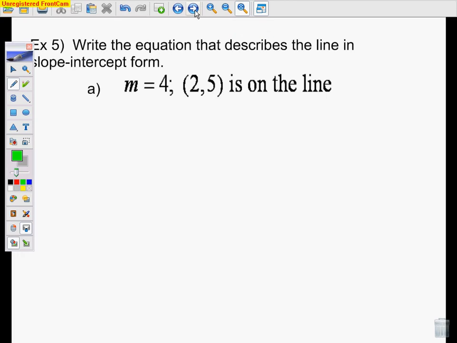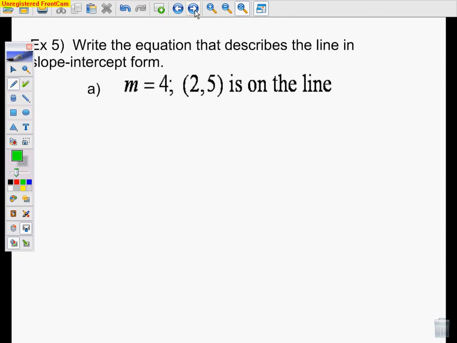All right, let's move on. Example 5, write the equation that describes the line in slope-intercept form. Here we have a slope of 4, and we see that (2, 5) is on the line. Okay? So, go ahead and write this problem down. We're going to do this together.